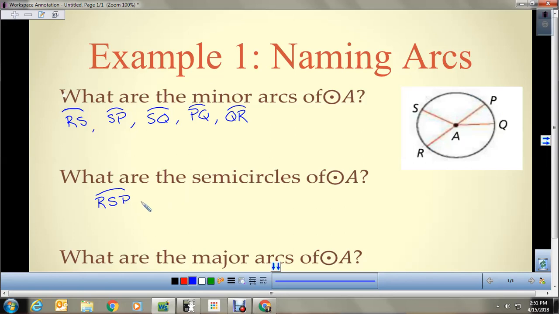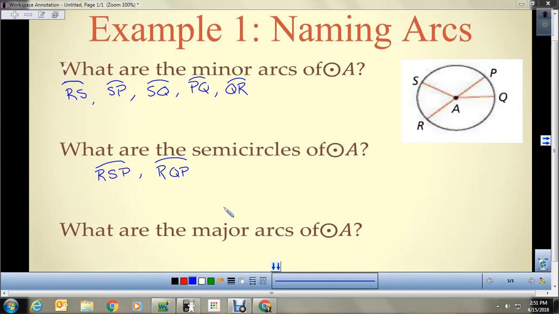Now the other semicircle is going to go from this direction. That means we're going to go from R to Q to P. And that is the other arc. So for every diameter, you're going to have 2 semicircles. One above it or to the left of it, one below it or to the right of it. So those are our only 2 semicircles in this example.